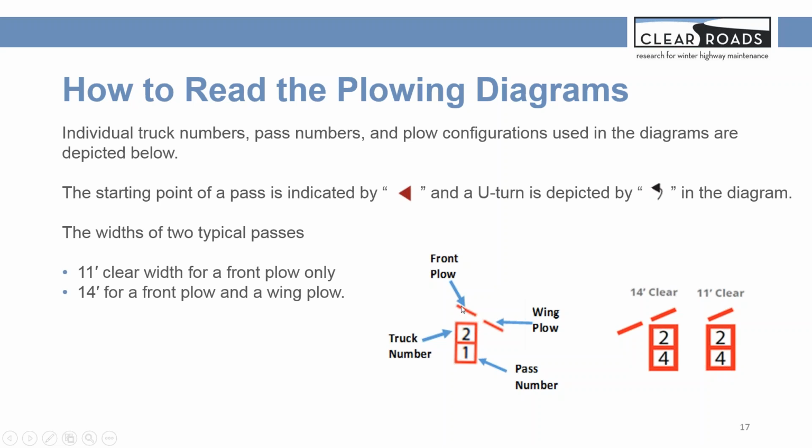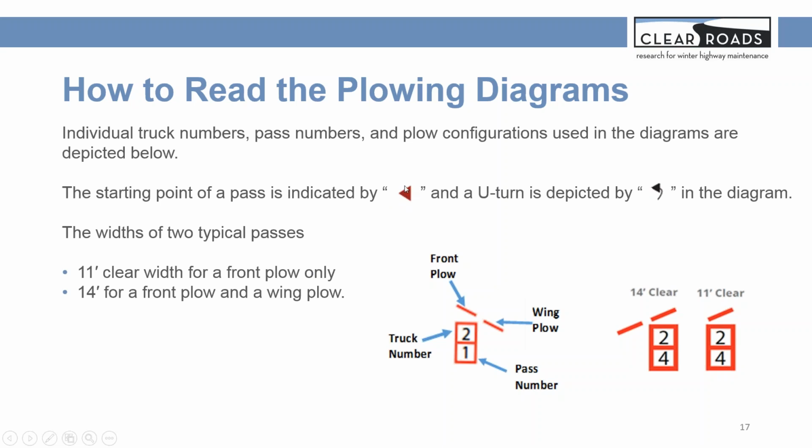Here, for example, is the front plow plus the right wing plow, and this pushes the snow to the right. On the right-hand side, we have another two. Here we have the front plow and left wing plow, and this time they push the snow to the left. And on the very right, there's another one with just the front plow, and it pushes the snow to the left. Again, the clearance width for the one with wing plow is 14 feet wide, and for the one with only the front plow is 11 feet wide.